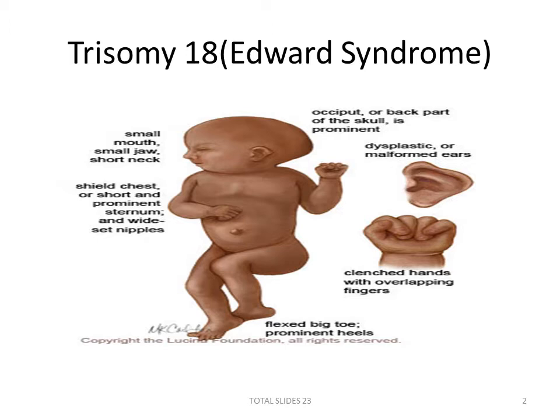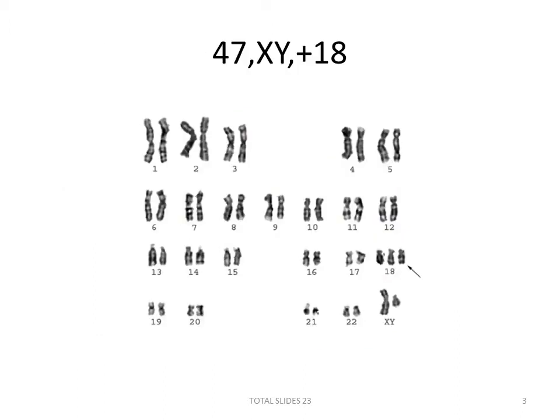Other common examples include Trisomy 18, Edwards syndrome. This picture depicts some important clinical manifestations of this syndrome. For example, dysplastic or malformed ear, congenital heart disease, clenched hands, micrognathia, short neck. Most of those children will die immediately after birth. This is Trisomy 18, Edwards syndrome.